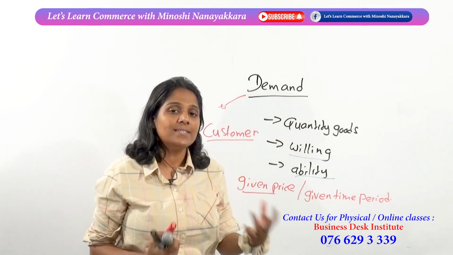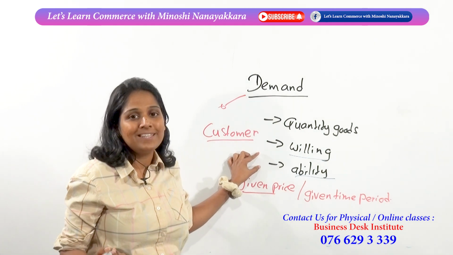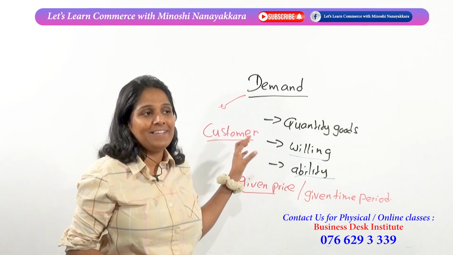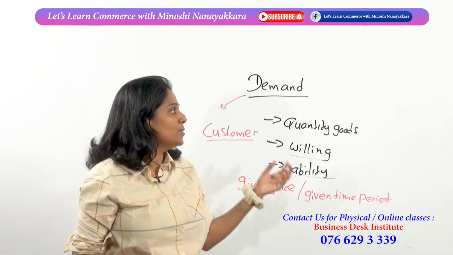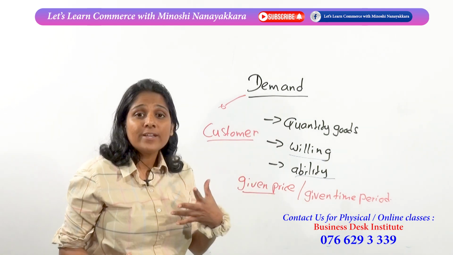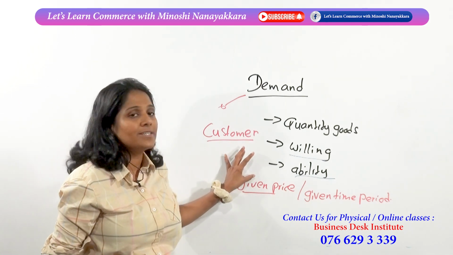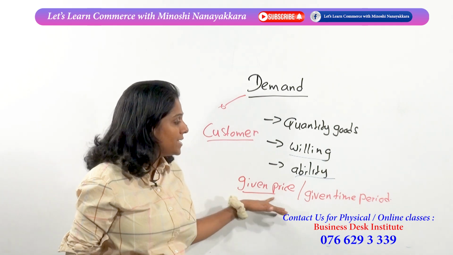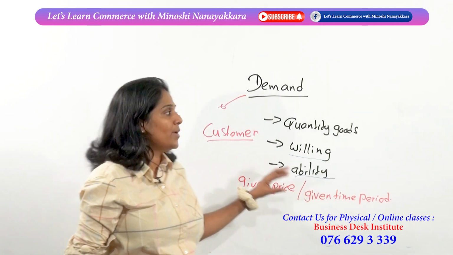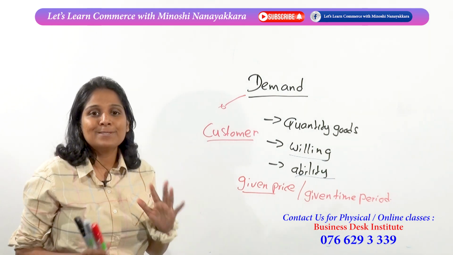So to create a demand, these two things should go together. So those are the key things there should be for an effective demand to occur. And also we talk about a given price and a given time period when we are going to define the demand. Right, I hope you understood about the demand.